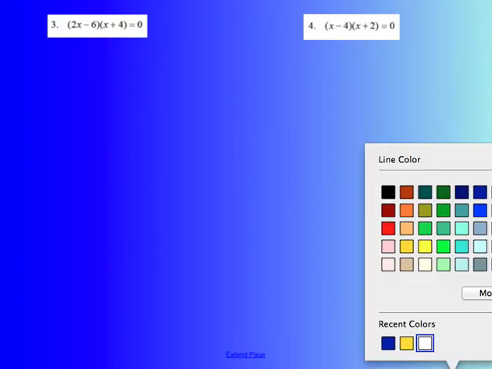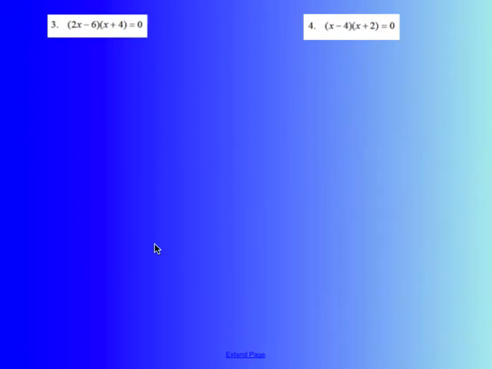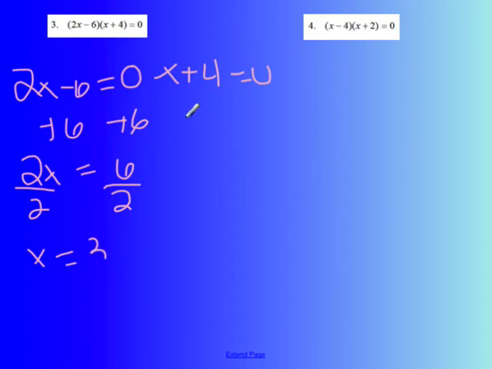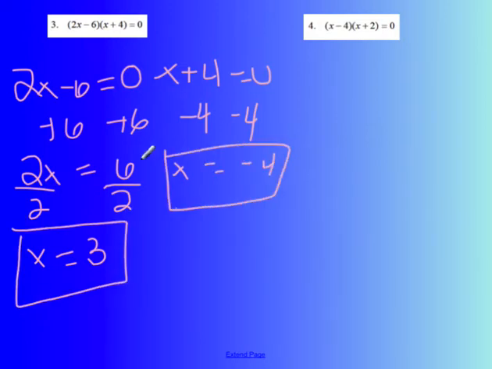Again, same idea. We're just taking each of those factors and setting them equal to 0. So I'm going to erase that there, and 2x minus 6 is equal to 0. X plus 4 is equal to 0. Then again, we're just going through and solving each of these equations. So we end up getting that 2x is equal to 6. Then we're going to divide both sides by 2, and here I get that x is equal to 3. On this one, subtract 4 from both sides, and I get that x is equal to negative 4. So each of these has two solutions. For this one, it's x is equal to 3 and x is equal to negative 4.